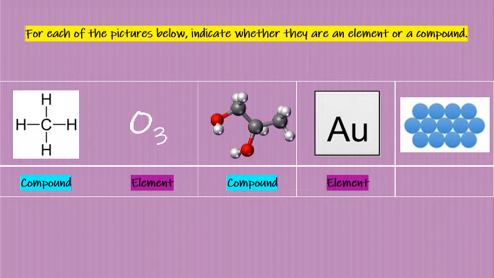Last substance. The last substance is a molecule made of 13 atoms of the same element. So, is it an element or a compound? Since it has the same kind of atoms, it's considered an element.